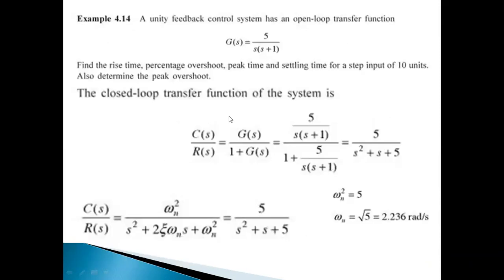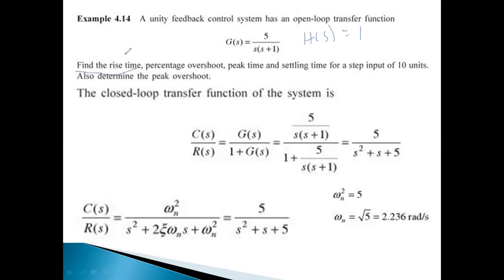Note down one more example. So here is the example. A unity feedback control system has an open loop transfer function G(s) equal to 5 by s(s+1). Unity feedback means simply H(s) is equal to unit value.